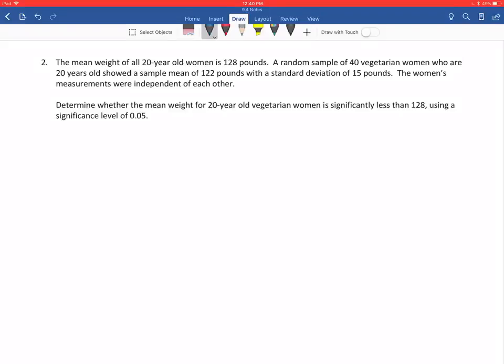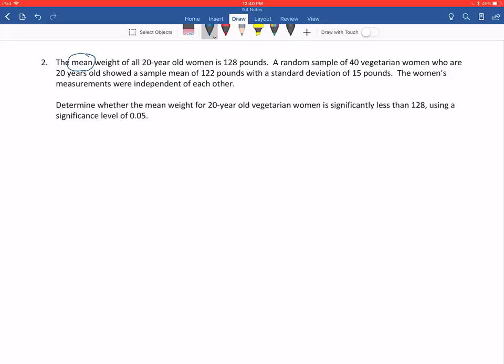Okay, let's do one more hypothesis test example. So again, the first thing I notice when I start reading this question is I see that word mean, and I note that this is going to definitely be a T-stats calculation. So the mean weight of all 20-year-old women is 128 pounds.